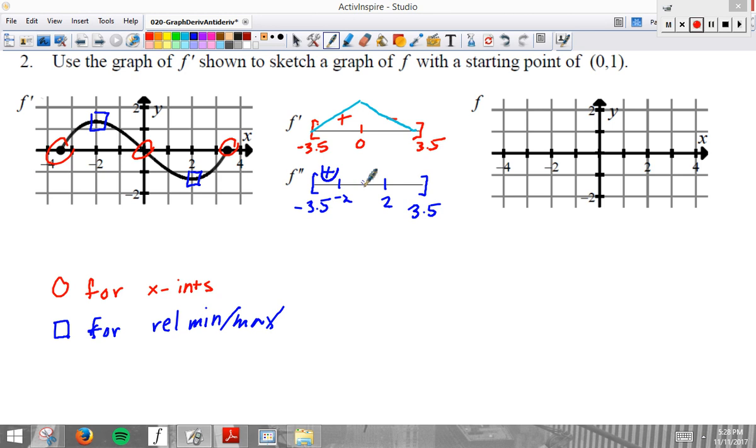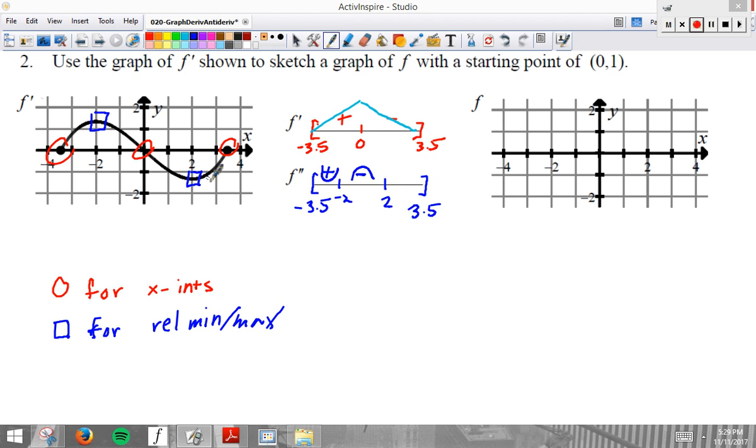Between -2 and +2, F prime is decreasing. So the slopes of F prime are negative. So F double prime is negative. Concave down for F.